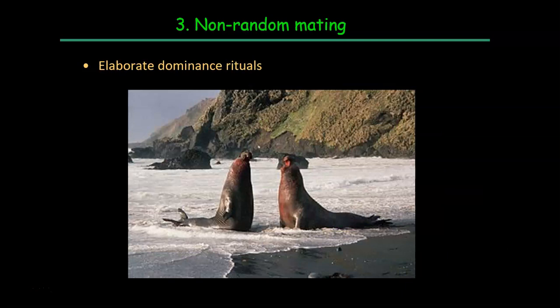You also have elaborate dominance rituals where males will battle it out to see who gets to be the big beast on the beach. These are elephant seals, and the seal that wins will get to be the one that mates with dozens of the females that are up there on the beach right now nursing their young, and they are ready to mate with whoever wins from this competition.